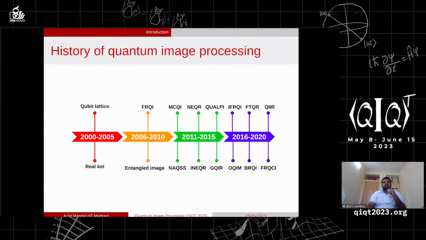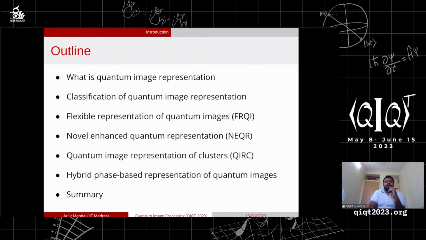This is a rough timeline of the subject, how it developed and when it started to develop. The first proposed algorithm is the qubit lattice, which was proposed almost two decades ago. Then a lot of protocols for quantum image representation, quantum encryption, watermarking, and these things were proposed, and the subject developed. After 2010 it starts to develop exponentially, and very few of them are listed here.